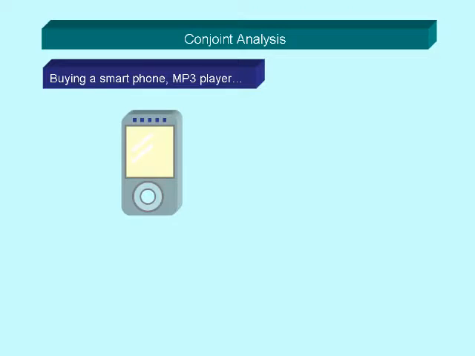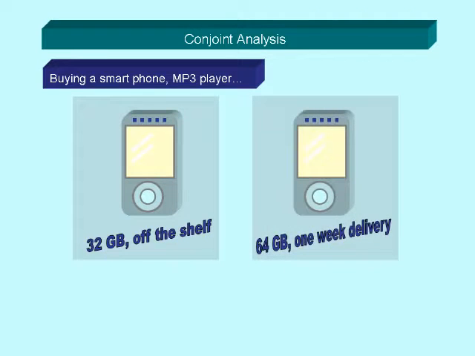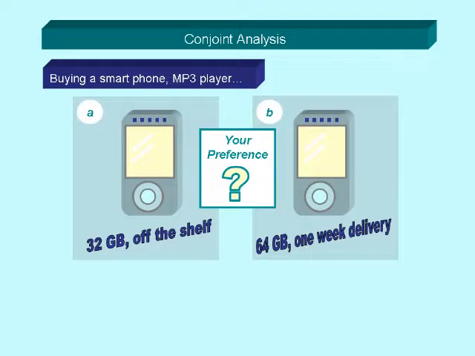Let's assume you go to a shop to buy a smartphone or MP3 player. Now the salesperson tells you you can either get the model with 32 GB off the shelf, or you get a model with 64 GB, but then you have to wait 1 week for the delivery. Now the question is, what is your preference?